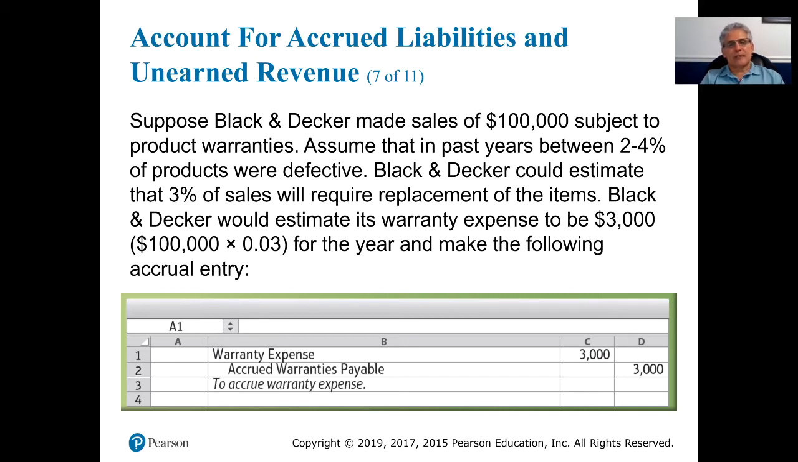Black & Decker would estimate its warranty expense to be $3,000, which is $100,000 multiplied by 0.03 for the year, and make the following journal entries. So they sold $100,000. Because in the past it's been between 2 and 4%, they're going to go ahead and use 3%. And 3% times 100,000, that's what was sold, ends up being $3,000. So they're going to record warranty expense of $3,000, a debit, and a credit to accrued warranties payable.